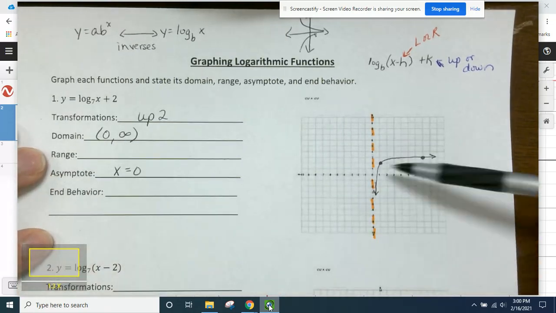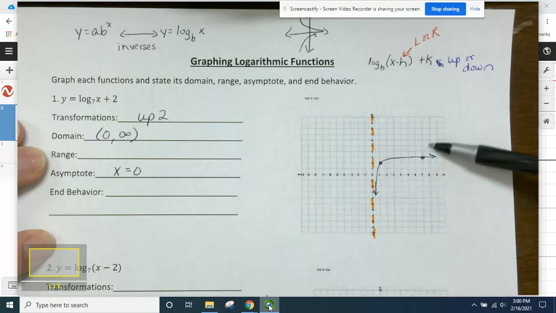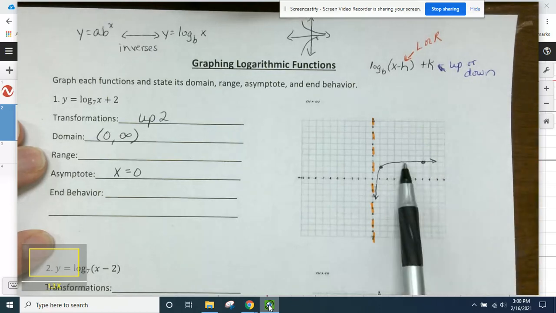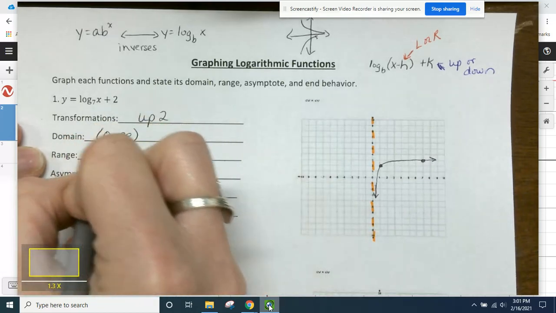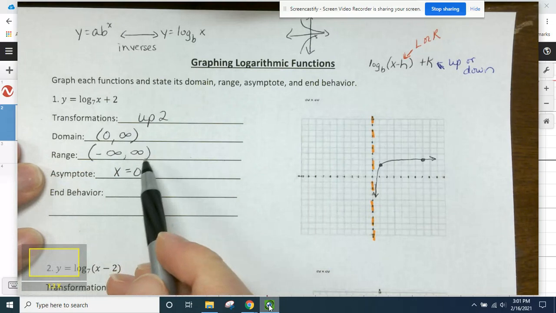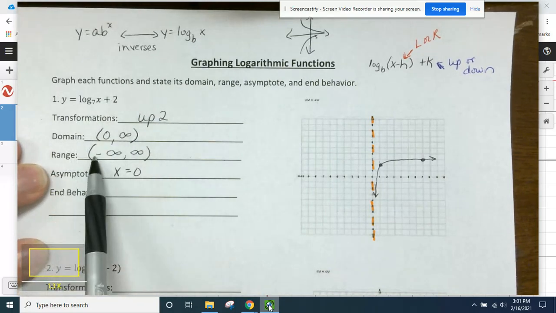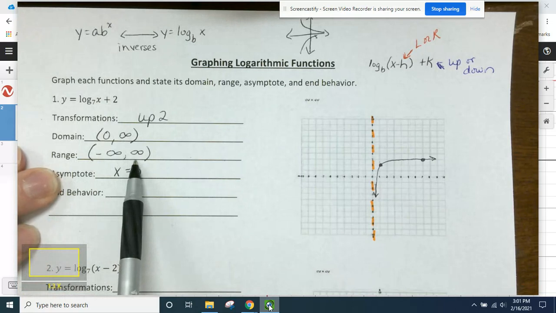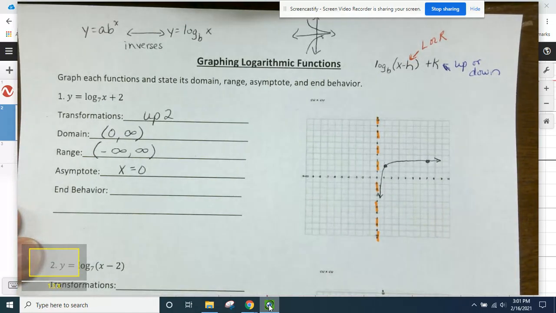All right, the range, that's all your y values. Now, our y values, they continue down forever, and they continue up forever because this just keeps going and going and going and going. So my range is negative infinity to positive infinity. Now, if you'll remember, when we did the domain of exponential functions, it was always negative infinity to positive infinity. So again, that is inverted. Now your range is the negative infinity to positive infinity.